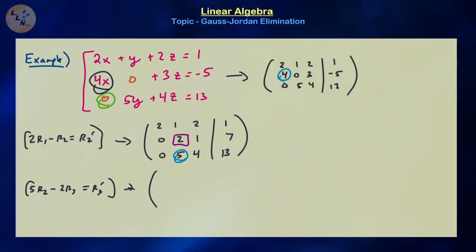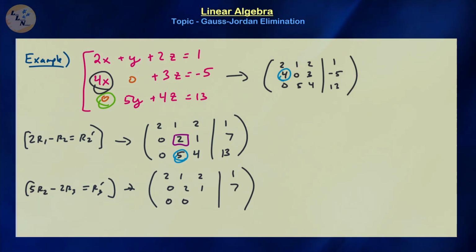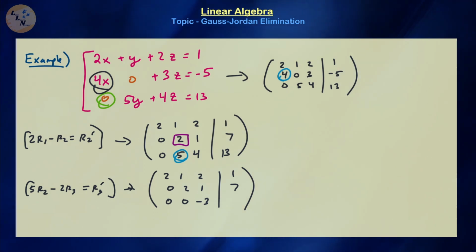So I'm not going to be changing rows 1 and 2, so I'm just going to repeat them. 2, 1, 2 augmented with 1, 0, 2, 1 augmented with 7, 0, and 0 by design. And the last number is going to be what? So that's going to be 5 times 1 minus 2 times 4. So that's going to be 5 minus, what is that? 5 minus 8, that's going to be minus 3. And then we're going to have 5 times 7 minus 2 times 13. That's going to come out to 9.